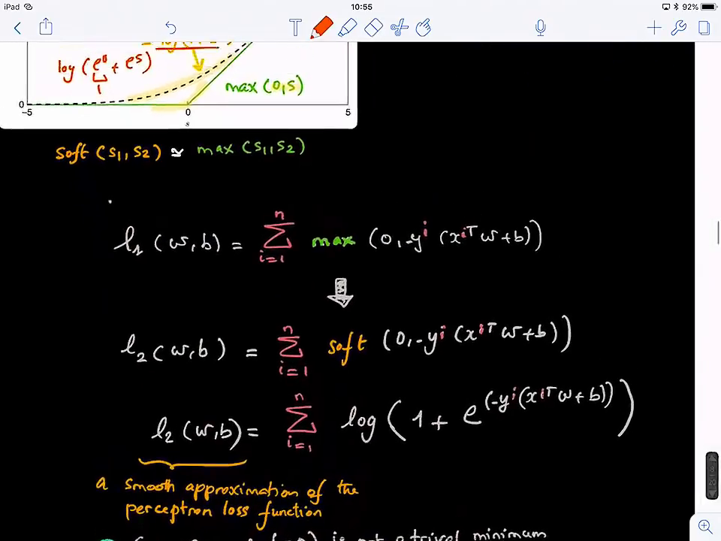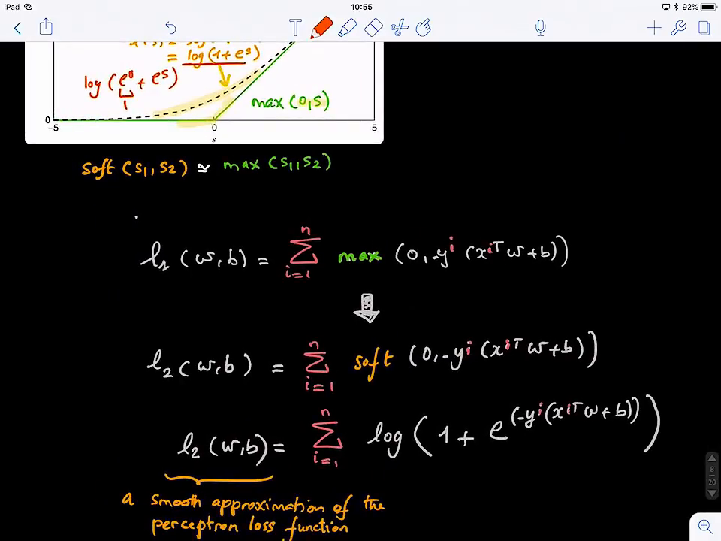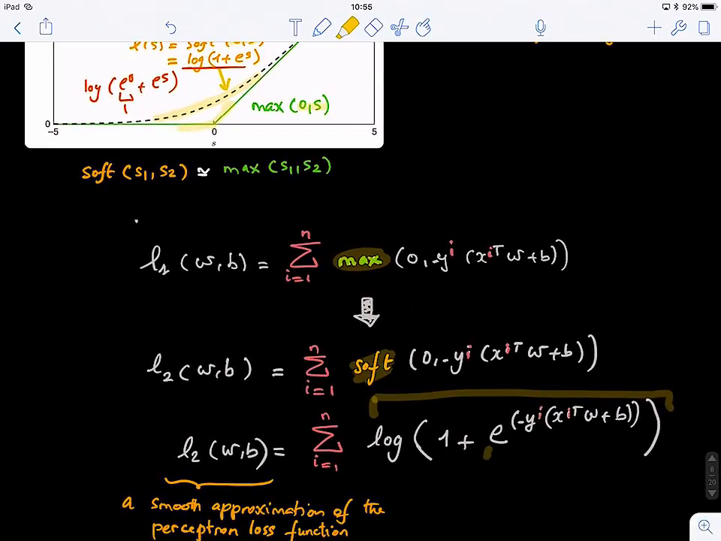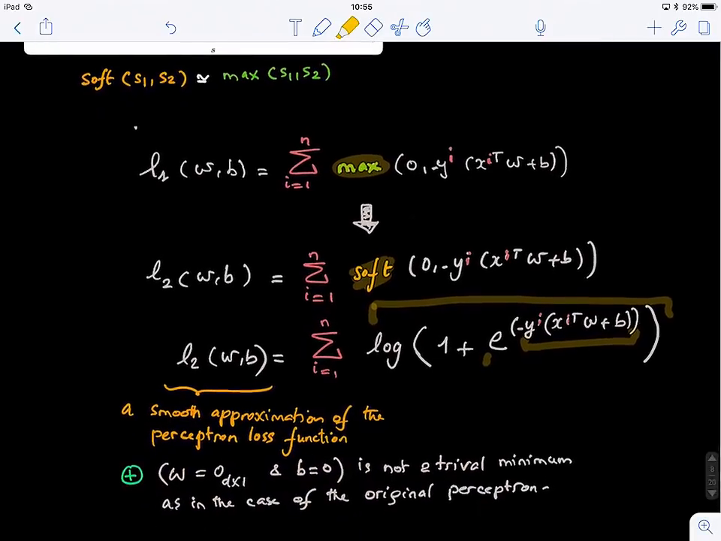And then we need to define our loss. So this is our previous loss where we had the max. We cannot really solve it because computing the gradient is not straightforward. So we use the softmax, and we replace it right here. So this is our softmax function. So log of 1 plus exponential of this quantity right there, our multiplication condition.